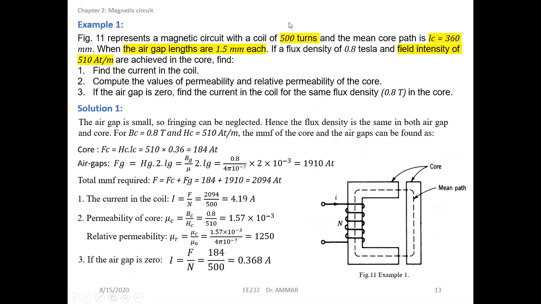I hope that this example is clear. Yes. Is it clear?